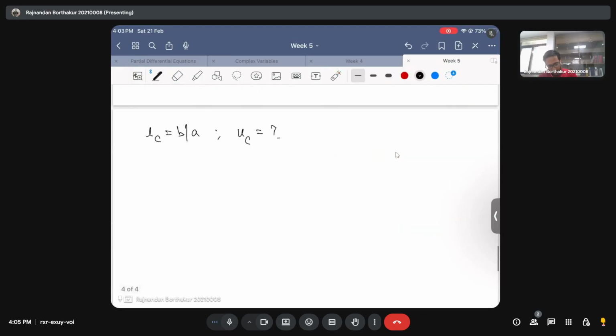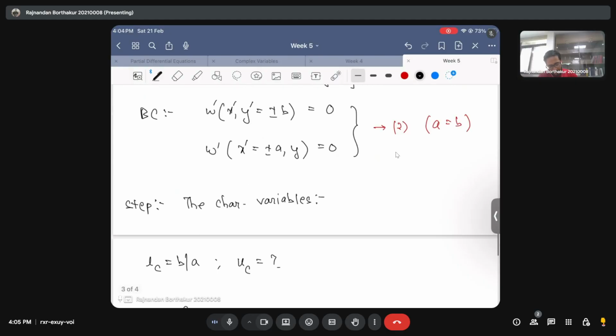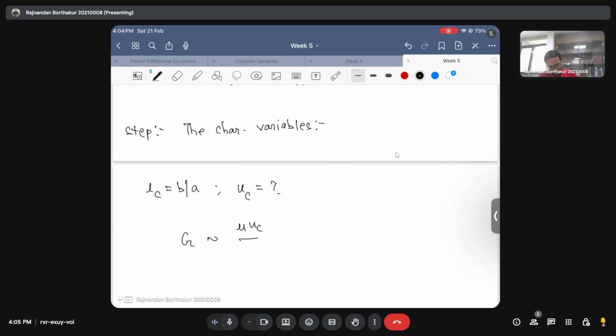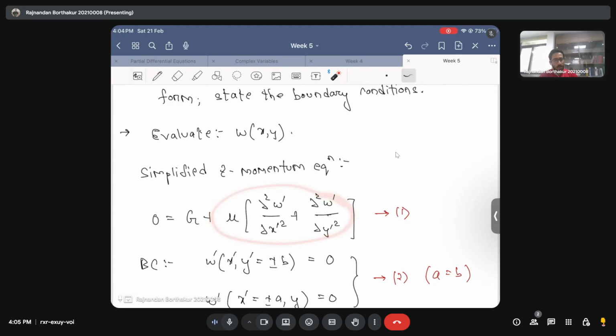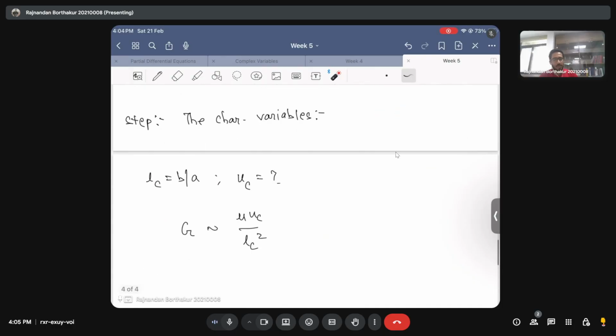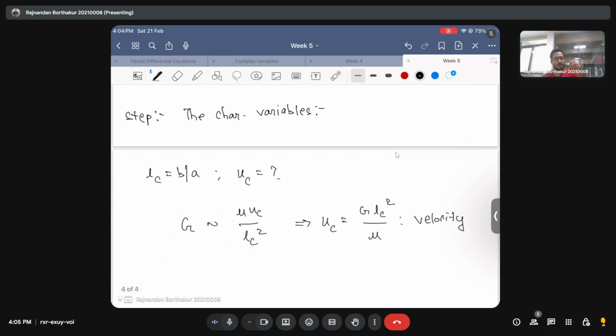If you do that, you can see that your G should scale as mu UC by LC squared. Just take the order of magnitude of this term and of this term as we had been doing before, and you will see that your G should be equal to mu UC by LC squared, which means that the scale for velocity UC is going to be equal to G LC squared by mu. So that's my velocity scale. This is the same scale that we got in the previous problem as well, where G was the amplitude of the oscillatory pressure gradient. Here we don't have the oscillatory term, rather the pressure gradient is just constant. So this is the velocity scale.